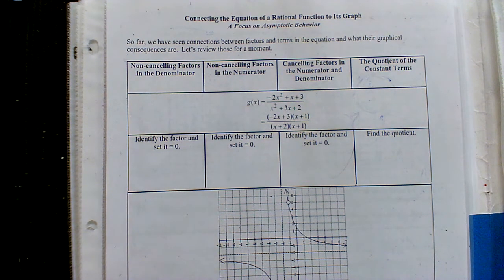but eventually, once we get into this lesson, we're going to focus on those horizontal asymptotes and how to actually find where they are or what kind of asymptote they are. So far we have seen connections between factors and terms in the equation and what their graphical consequences are. Let's review those for a moment, and this works good since we weren't here for a few days.